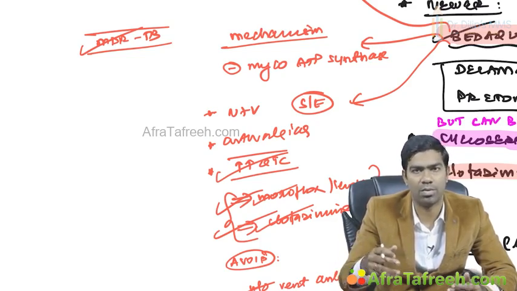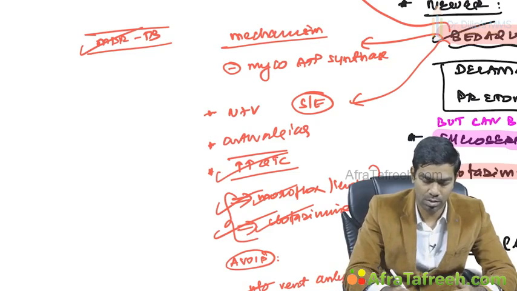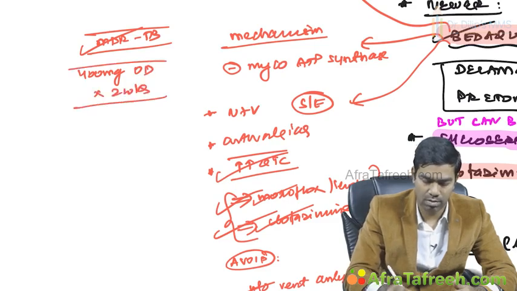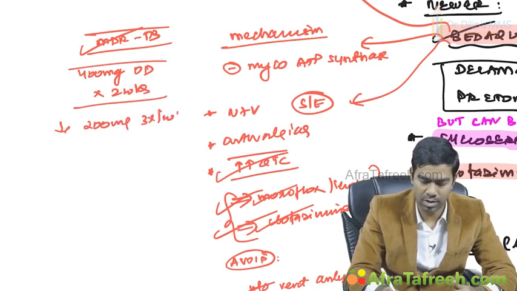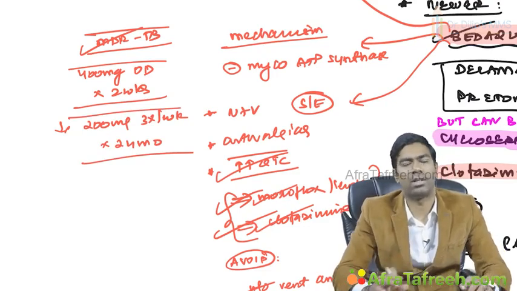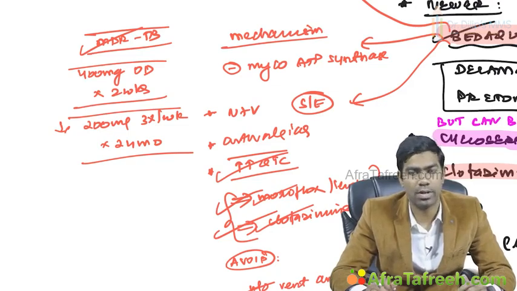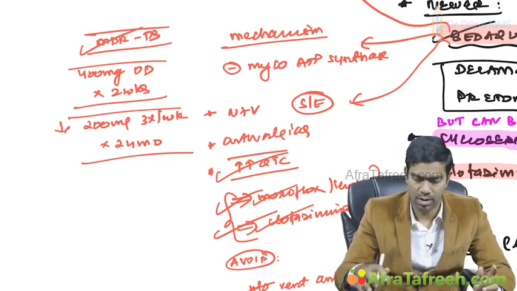But right now it's approved for MDR-TB by different guidelines around the world as well as in India, the Indian RNTCP guidelines. The dose is approximately 400 milligram once daily for 2 weeks, followed by 200 milligram 3 times per week for almost 24 months. So this is the dose for MDR-TB. Clear? 200 milligram thrice weekly for almost 24 months. So this is the standard dose of bedaquiline. Clear?